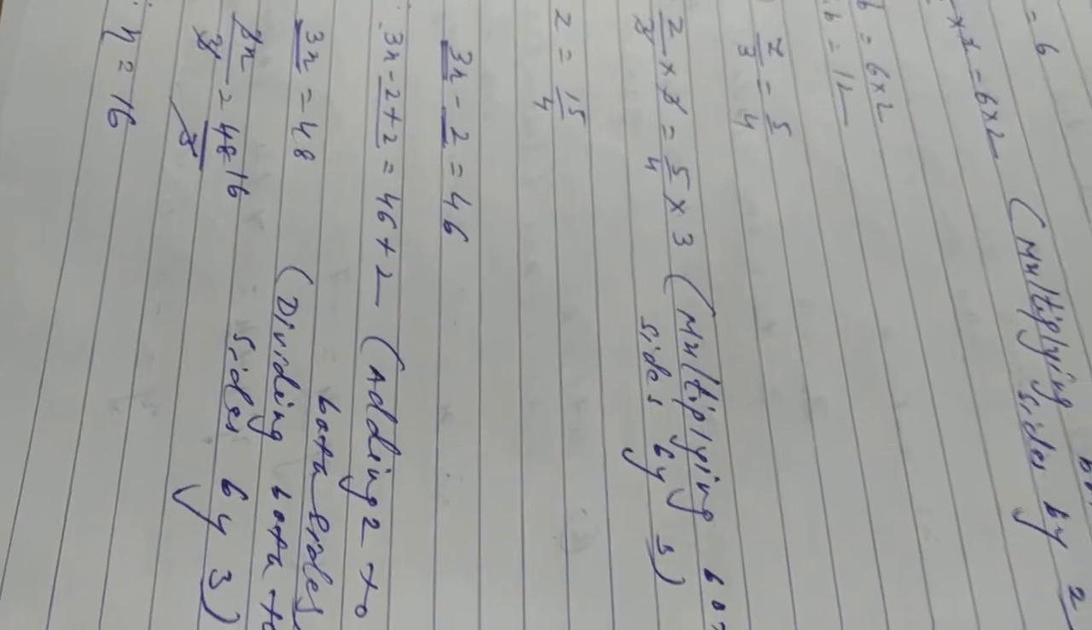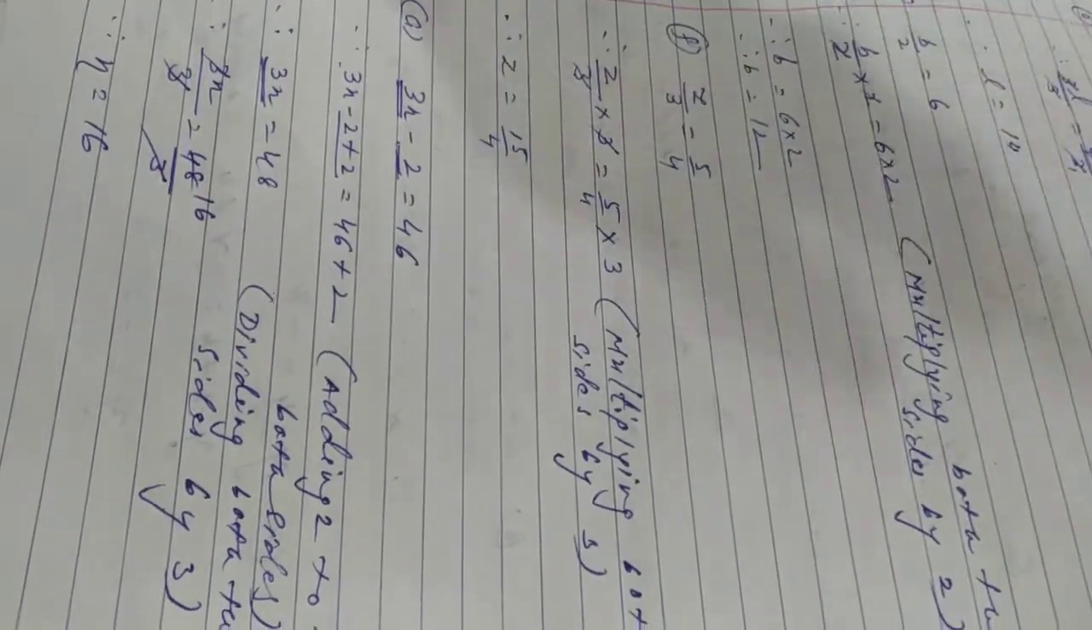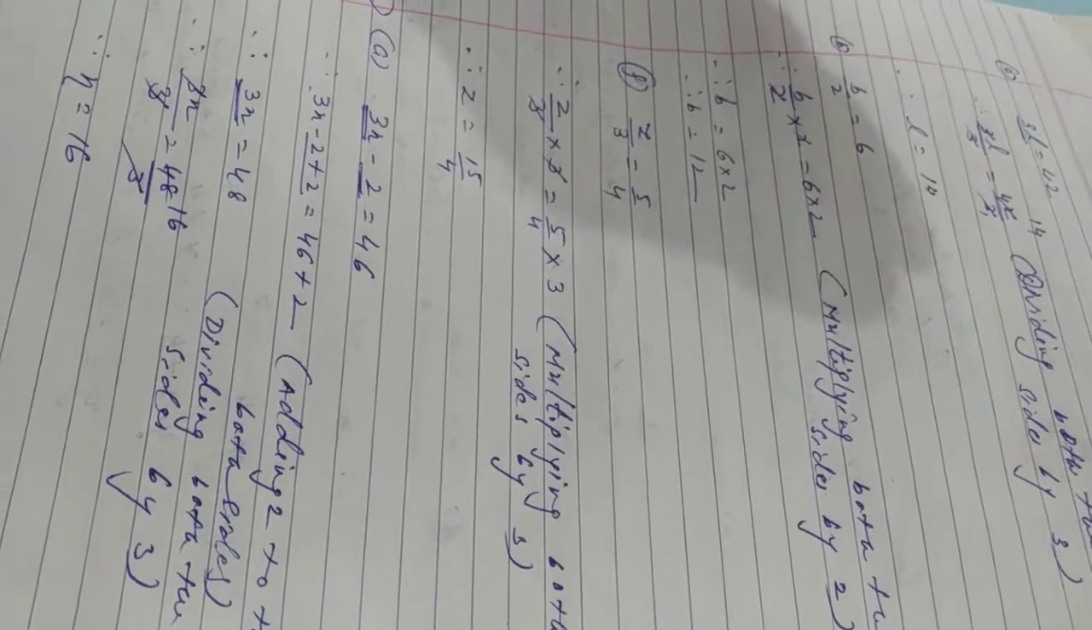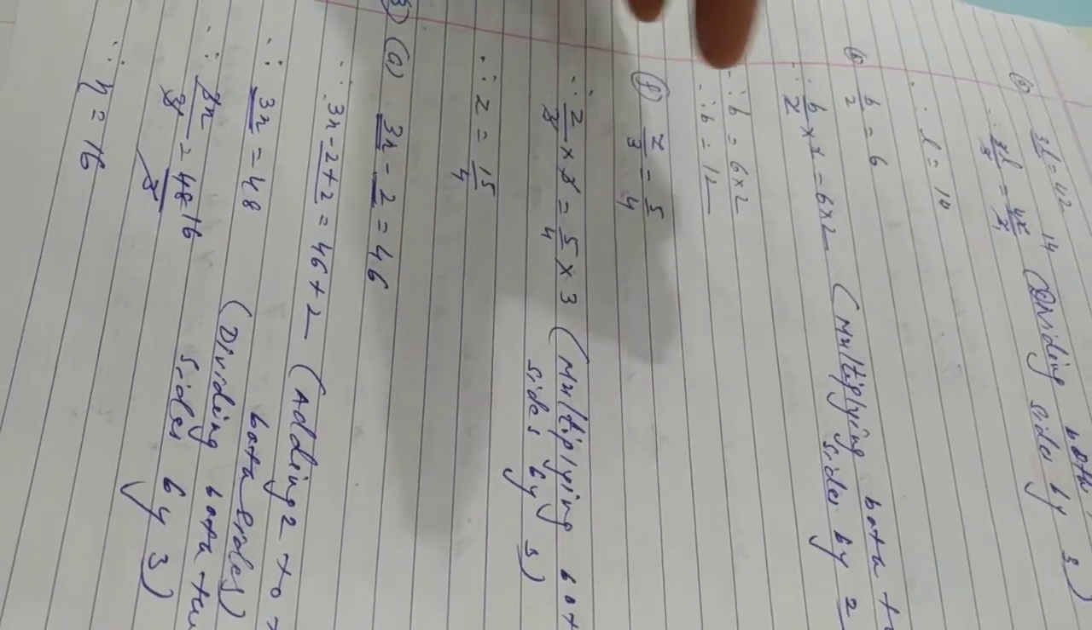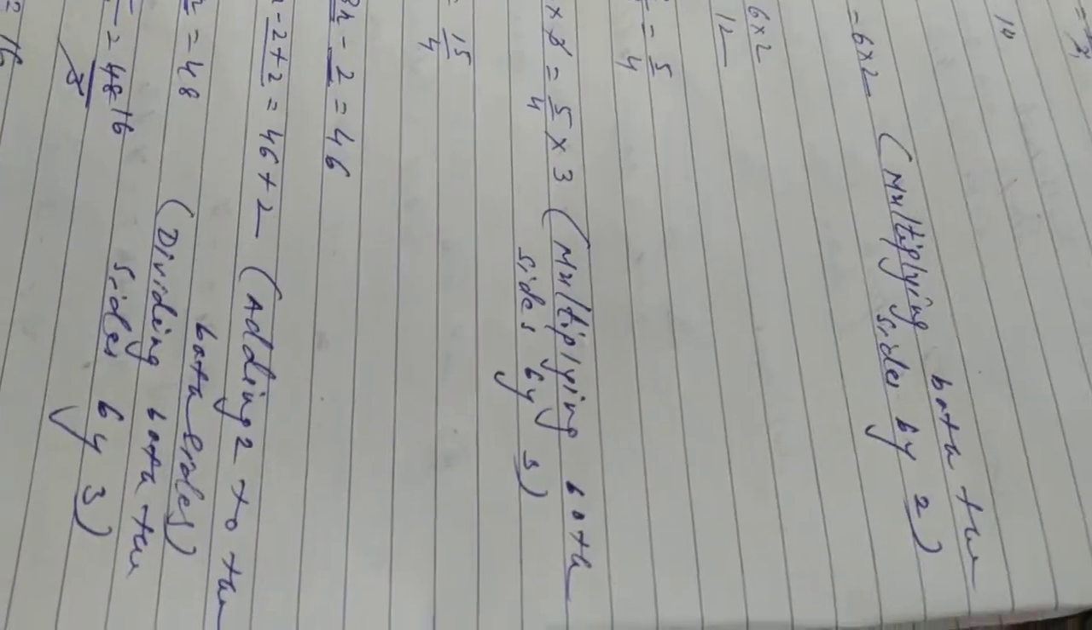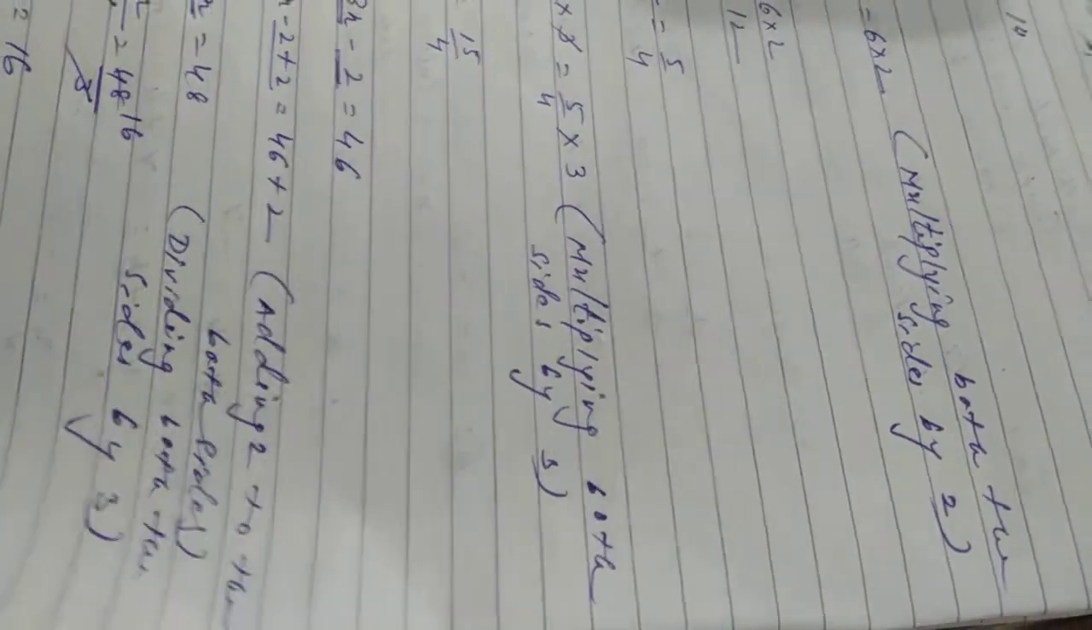3n minus 2 is equal to 46. In example number first and second, we have to use only one step, while in third example we have to use two or more steps to separate the variables. Got it? Now next, see the example. Look in your textbook.